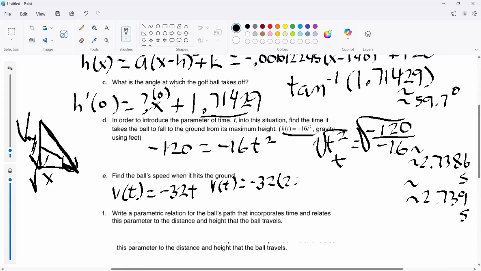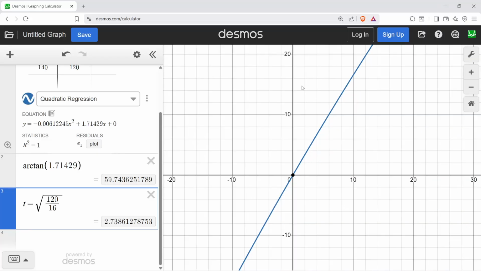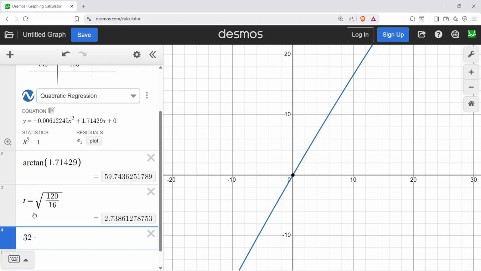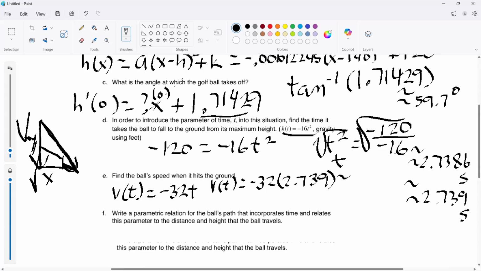Now you can use the exact value, but the answer key uses this interim rounded value, so that's what I'm doing. 32 times 2.739 is approximately 87.648. Is this feet? Yeah, it's feet per second.